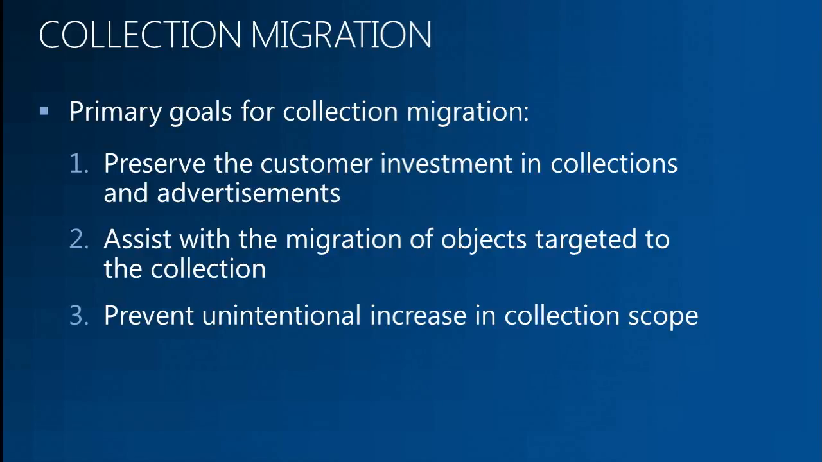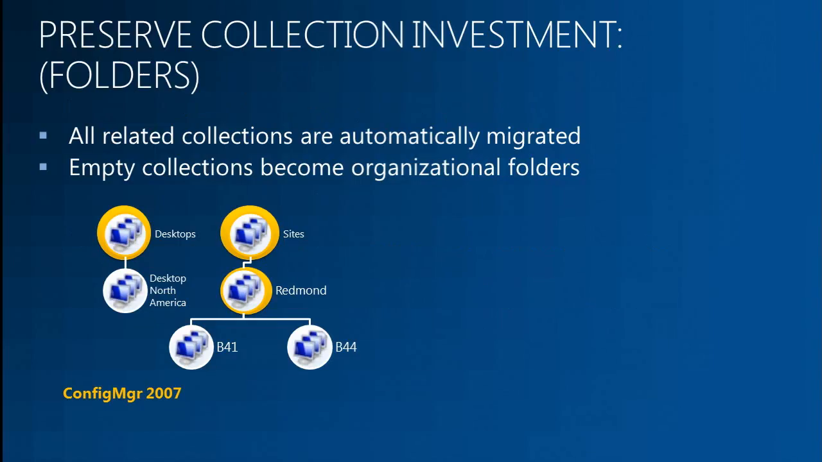And assist with the objects targeted to the collection. So I demoed that in pretty much how you select a collection. And then prevent unintentional increase in scope. I'll be talking more about that one. You don't want collections to have an increased scope, because if you had migrated a collection from a primary site to Config Manager 2012, it's going to greatly increase in scope. And I'll talk about that here in a second.